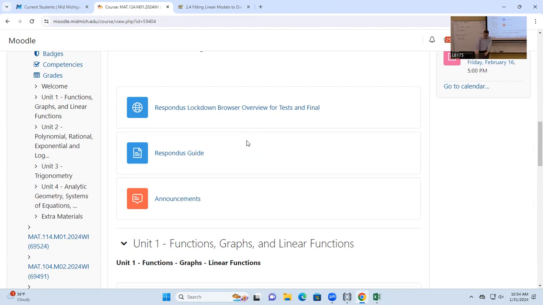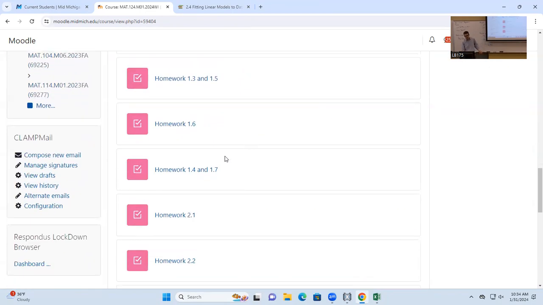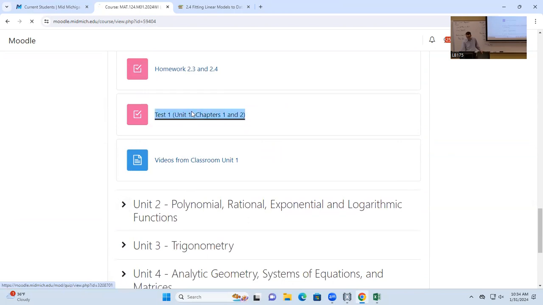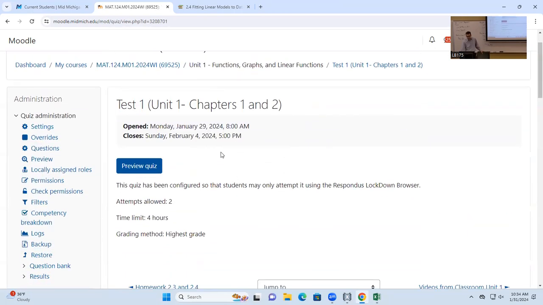Respondus, when it first opens up, may give you some guidelines, and a lot of times in those guidelines it'll say, make sure you don't have any papers on the table or anything like that. It's fine to have your notes on the table, okay? So you can just ignore that if it says so. The test is due Sunday at 5 right now because we ran a little bit late. I moved that back from Friday.